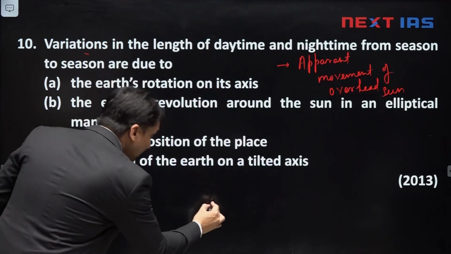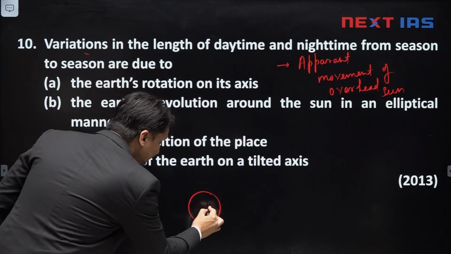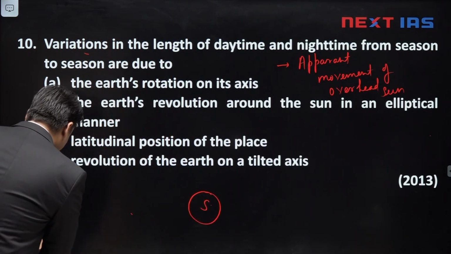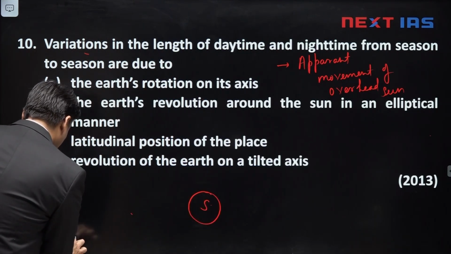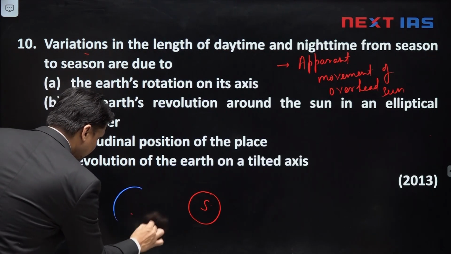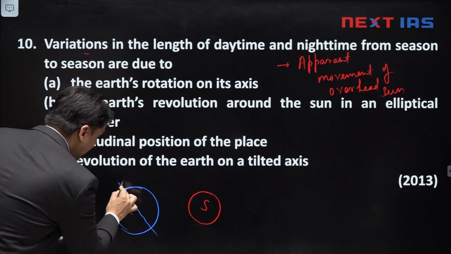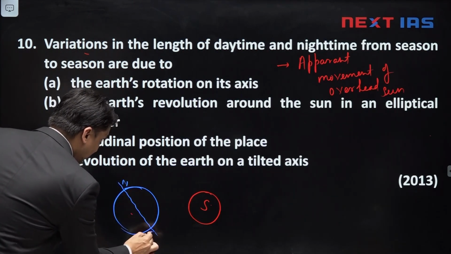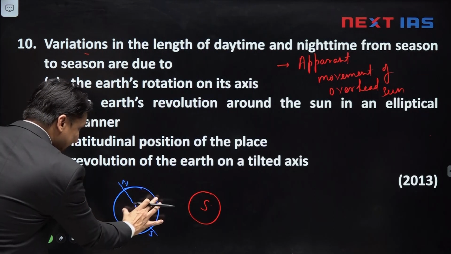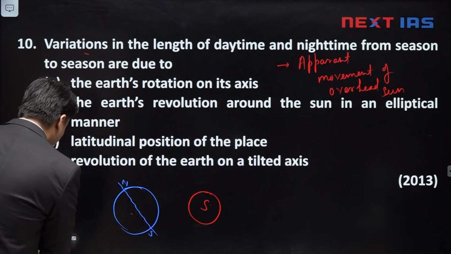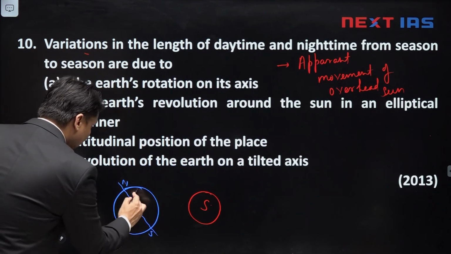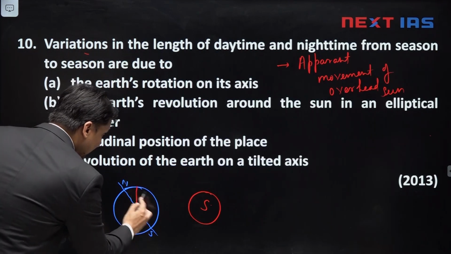Let me show you here. Imagine this is sun. Let's say this is Earth. This is axis of rotation, North Pole. This is South Pole. So at this, when Earth is like this, North Pole is tilted away from sun. In this position, the light covers Earth's surface like this.